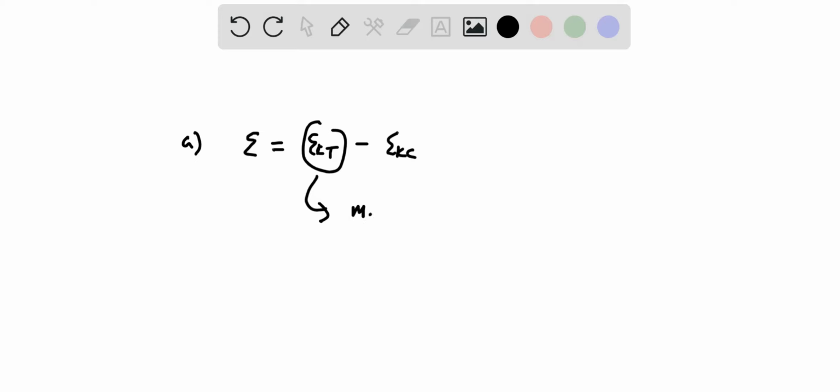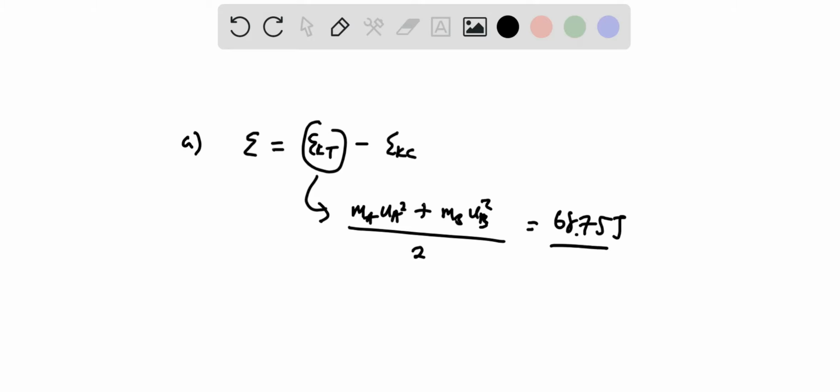This is actually equal to m_a u_a squared plus m_b u_b squared, divided by 2. So if we make the substitutions, we are looking at 5.5 multiplied by 5 squared, which gives us a total kinetic energy of 68.75 in units of joules.